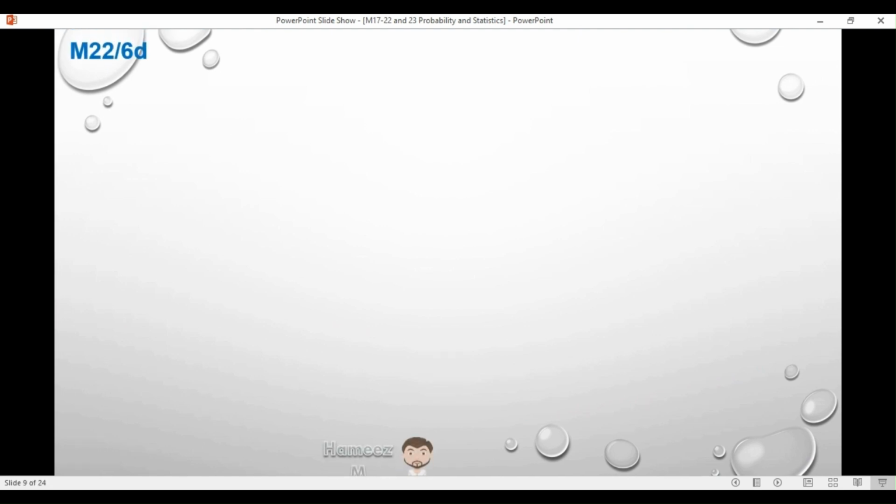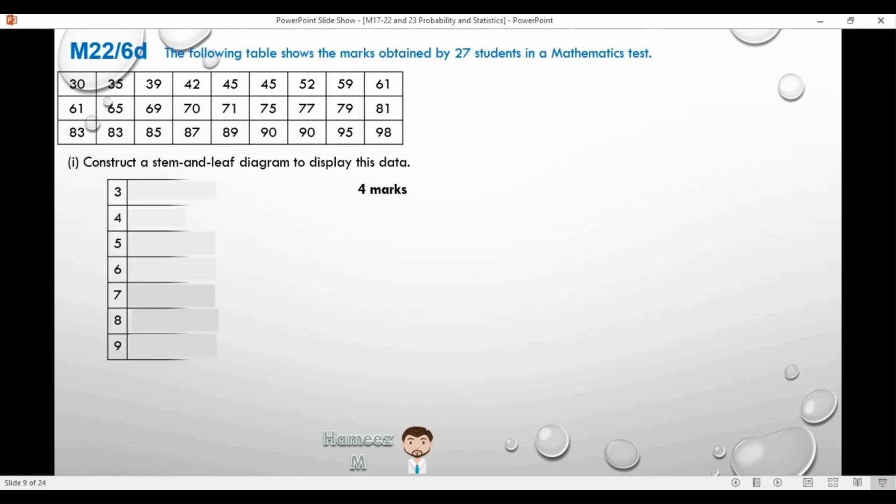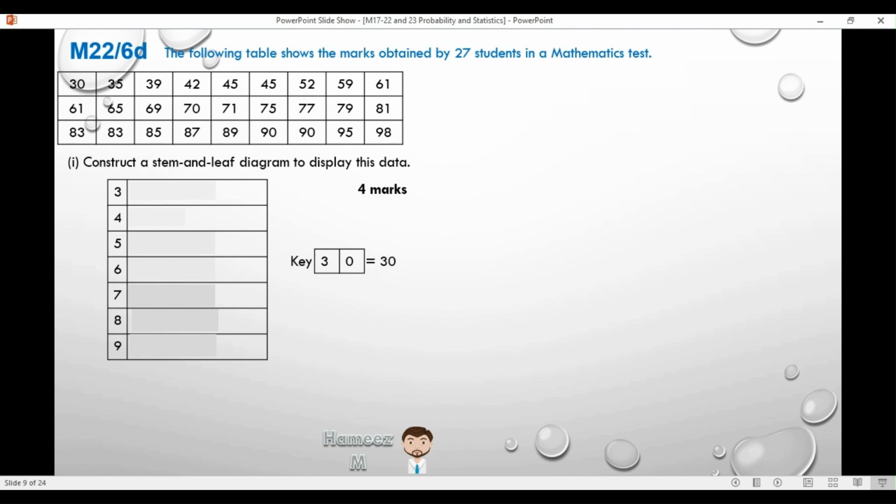May 2022, number 6D. The following table shows the marks obtained by 27 students in a mathematics test. Construct a stem and leaf diagram to display this data. So let's bring up the table, and we can see the values for the stems, 3, 4, 5, straight up to 9. The stem indicates that each one of these is multiplied by 10. And of course, with a stem and leaf diagram, what we'd like to have is a key. So if we had 3/0, that key indicates that that is equal to 30.